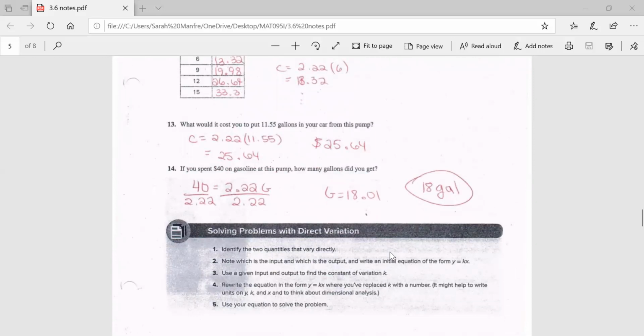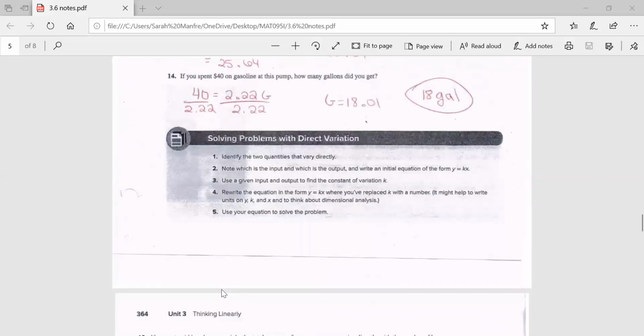All right. This right here is just some notes on solving problems with direct variation. Read it. Let me know if you have any questions.